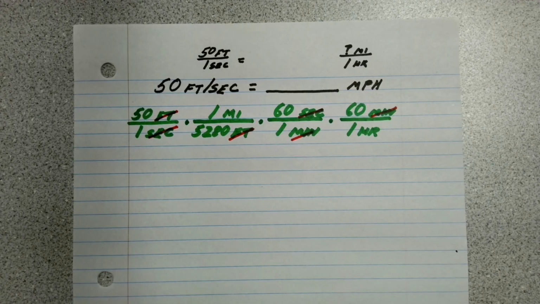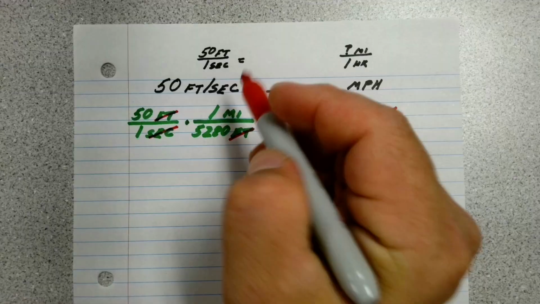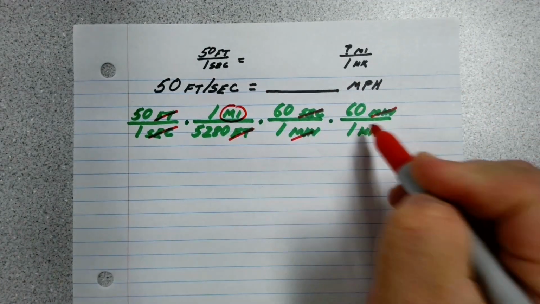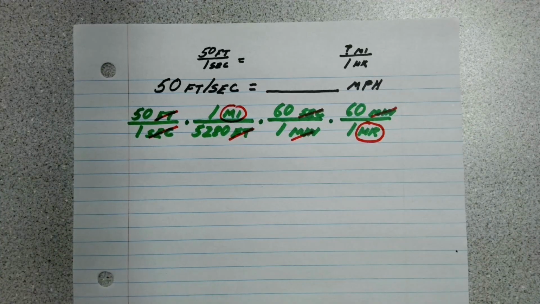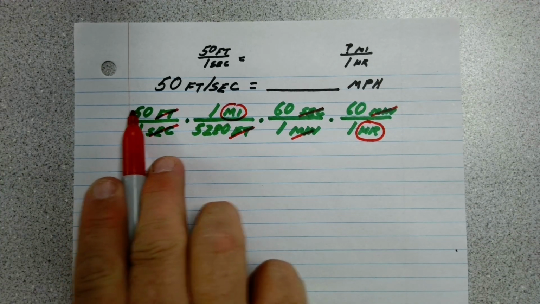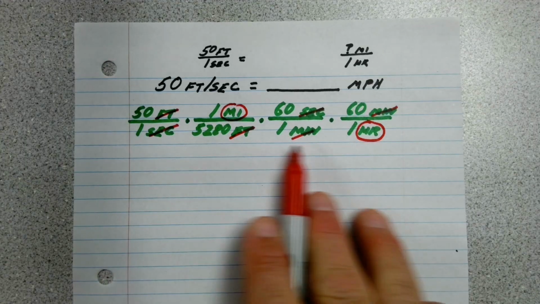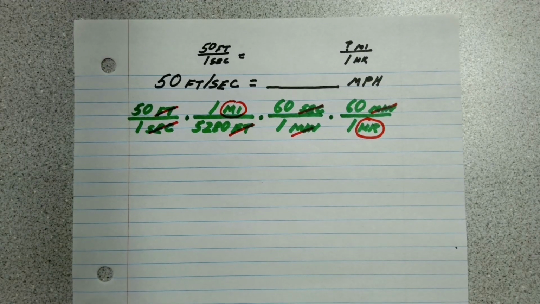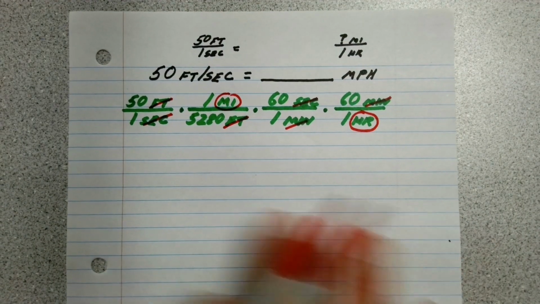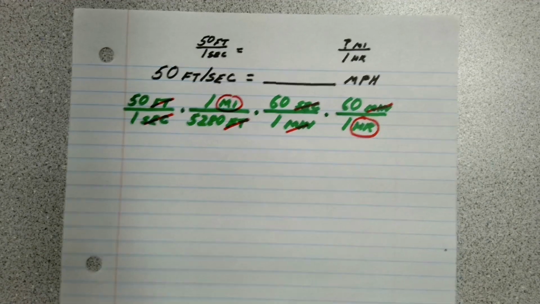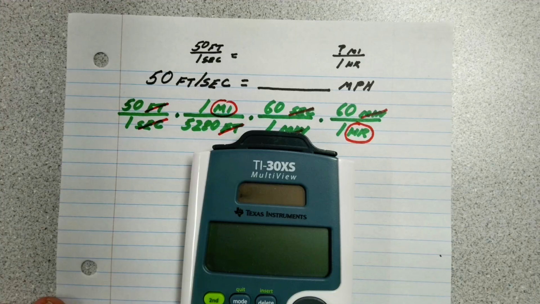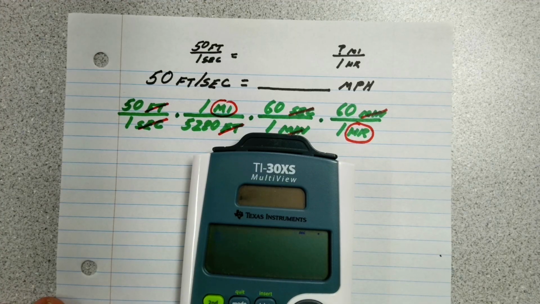So now, what do we have? We have miles, which we need. We have hours down here. So now, take your trusty calculator, multiply everything in the numerator, and divide by everything in the denominator. Now, if there's more than one number in the denominator, you can keep dividing. I'll do it with you. We'll see if we agree.